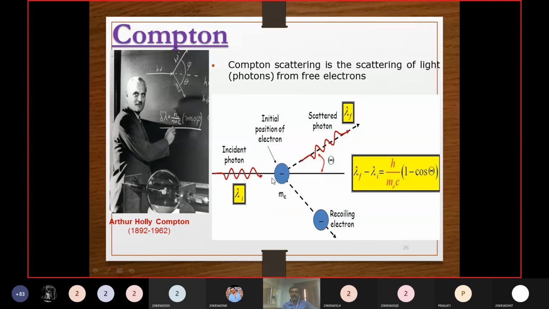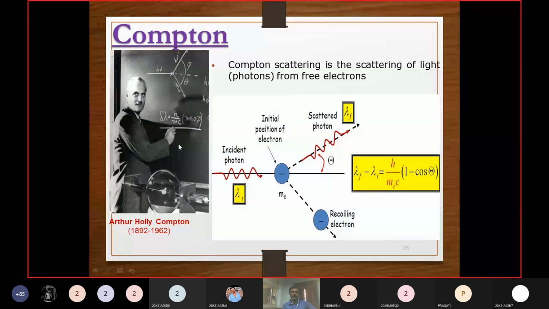Initially the electron is at rest. When the photon collides with the electron, after the collision the photon moves in this direction and the electron moves in this direction. Initially the photon has some wavelength lambda i, and the final wavelength is lambda f. So there is a change of wavelength between the initial and final wavelength, which is the lambda shift, equal to h by m e c into 1 minus cos theta. By using this Compton experiment, we calculate the lambda shift.